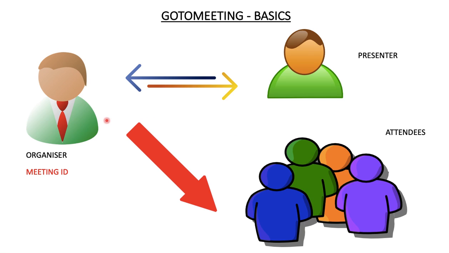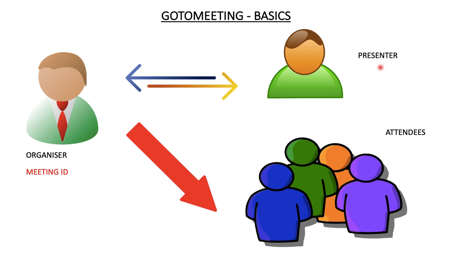So there are three main persons involved in a GoToMeeting. So the most important is the organizer. The organizer is the person who actually schedules a particular meeting and then he sends a meeting invite using what is called a meeting ID. So he sends out this particular meeting ID to all the participants who are called attendees, and the attendees can basically use the particular meeting ID to log in to a GoToMeeting session.